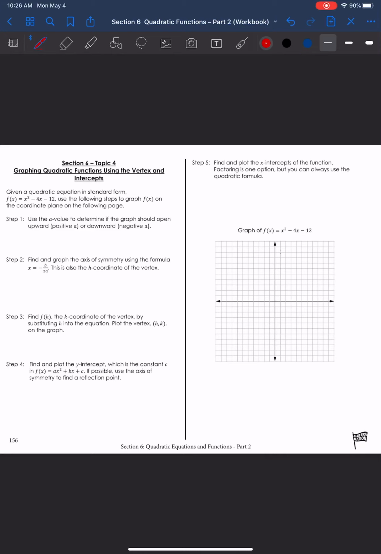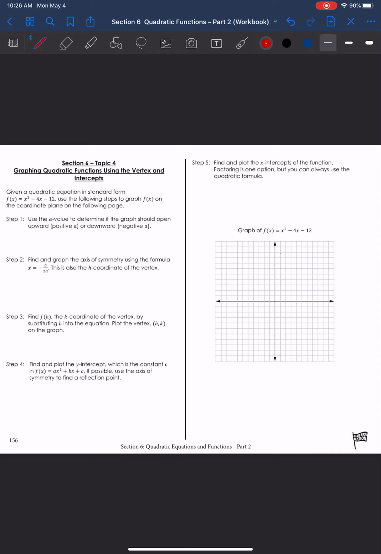Alright, this video comes from section 6, topic 4, and we are going to start off with a quadratic given to us in standard form, and our goal is to switch it into vertex form, and we're going to use the vertex to answer questions about the axis of symmetry. We can sketch the graph using the x and y intercepts, so we're going to go through how to do that here.